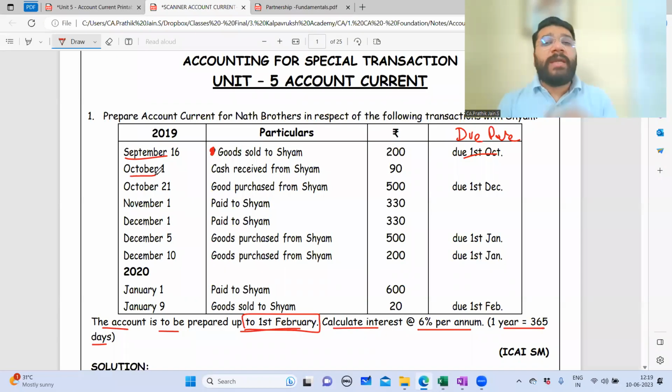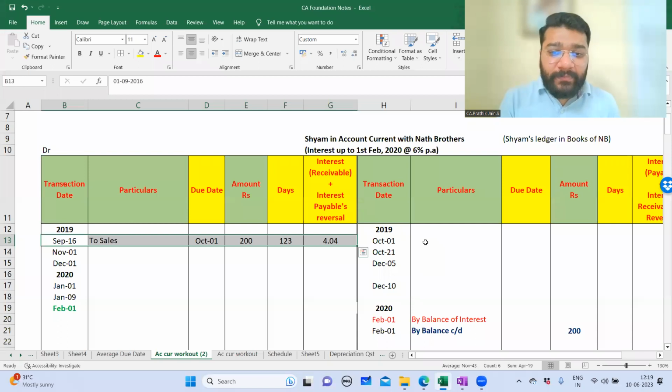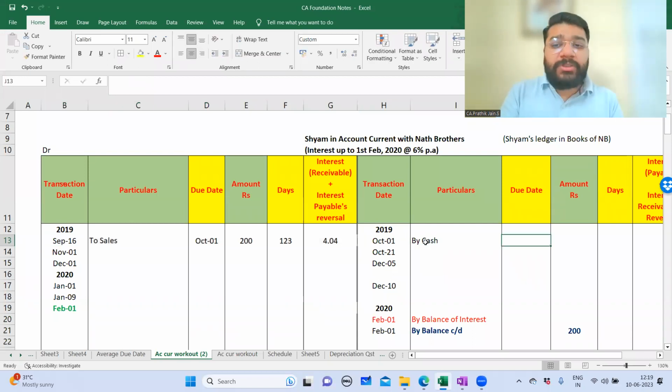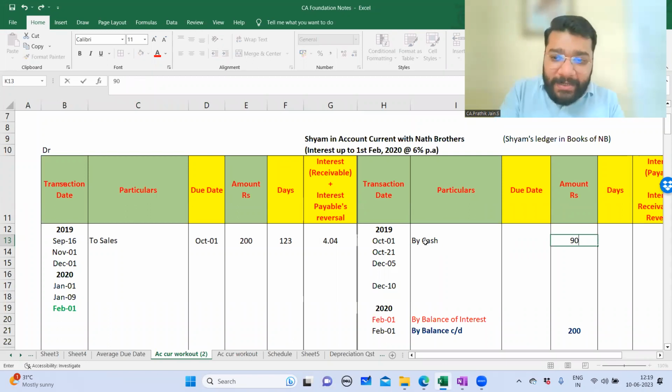Now, see, as you expected, October 1. Cash received from Sham. How much? 90 rupees. Cash is received from Sham. What is the journal entry? Cash account debit to Sham. So this is Sham's ledger. In Sham's ledger, can I say by cash? So 2019 October 1, by cash. How much? 90 rupees.